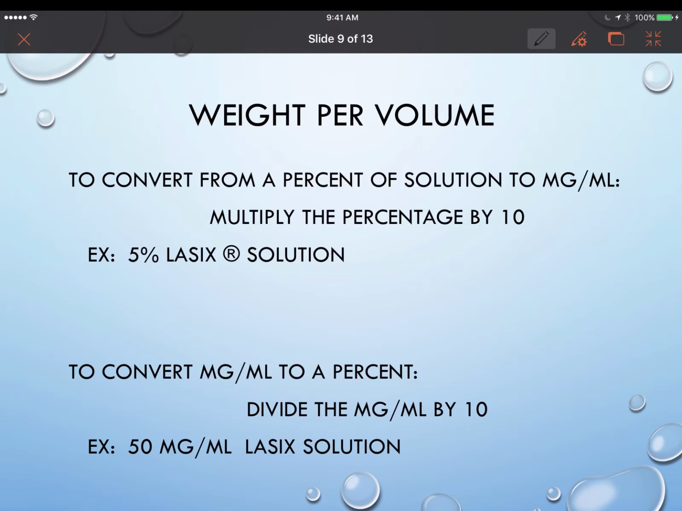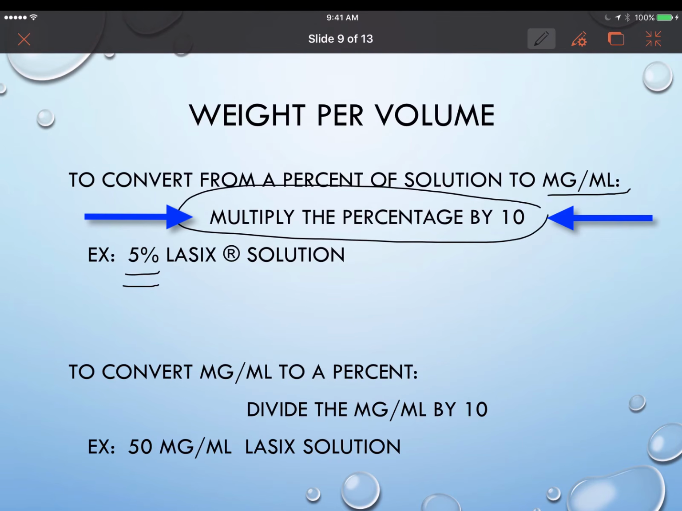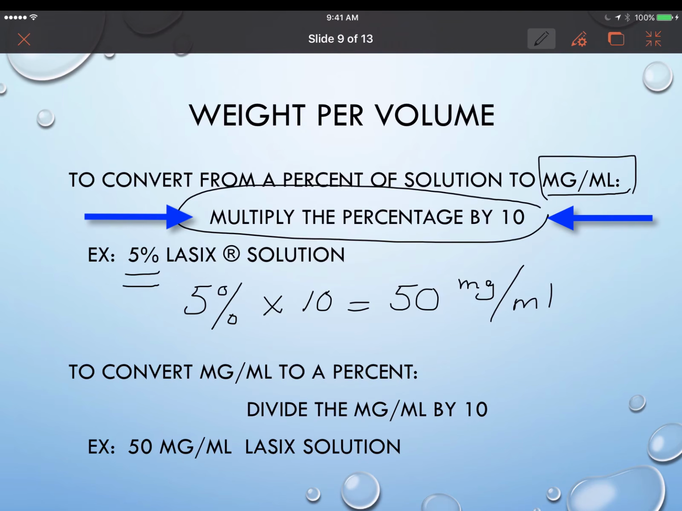The third way that we commonly express concentrations of solution is on a weight per volume basis, such as in mgs per mL. If we want to convert a percent concentration to a weight per volume concentration, such as mgs per mL, there's an easy way to do it. We can simply multiply the percentage times 10. So in this example, a 5% solution, 5 times 10 gives us 50, and our answer is going to be mgs per mL. This is something that you probably should memorize.